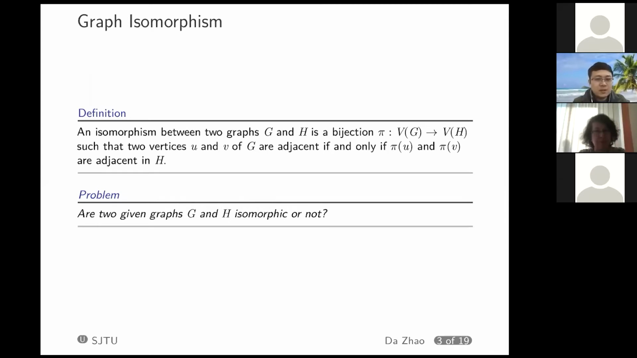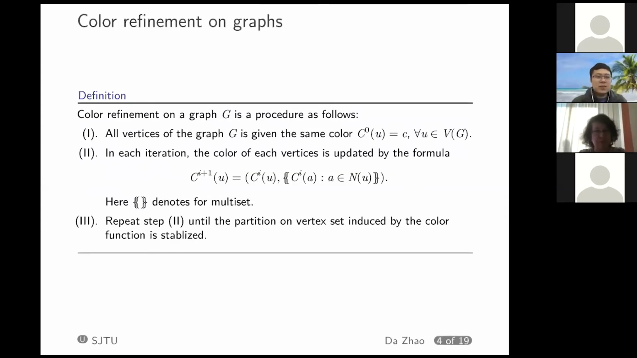Color refinement is the simplest way to tell whether two graphs are not isomorphic, but it cannot guarantee that two graphs are isomorphic. So what is color refinement? Color refinement is an algorithm, or you can call it a procedure. At the beginning, you color all the vertices of a graph the same color, just give a symbol to it. It doesn't matter what the color is.